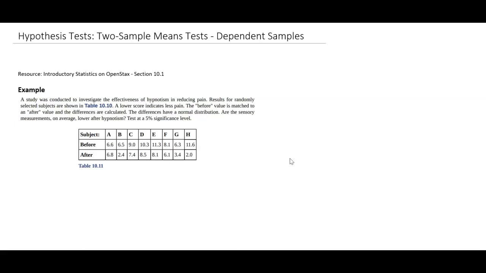Even though there are 2 measurements and it looks like there's going to be 2 means, we're actually going to run this as a 1 sample test because there was only 1 sample of subjects here. So n is equal to 8. We have 1 sample with 2 measurements each. So we call this a dependent samples test.